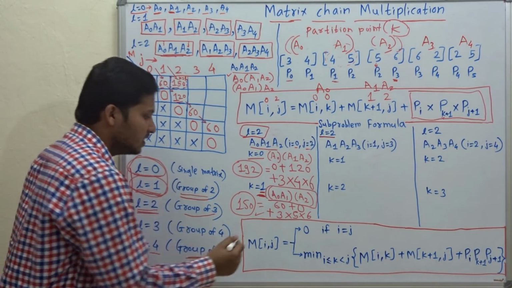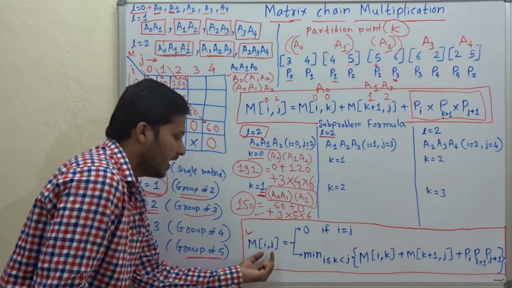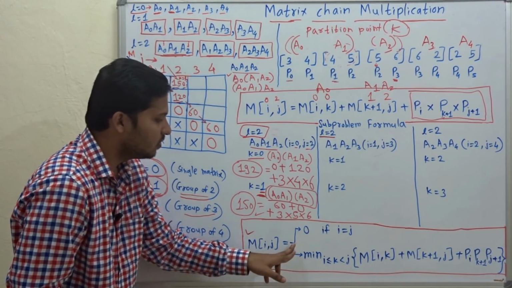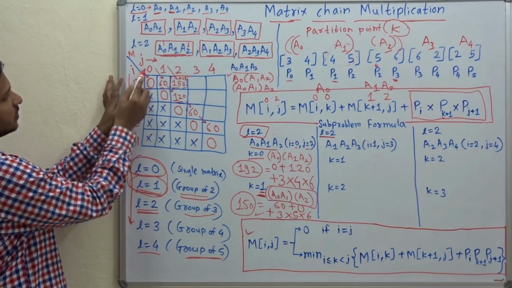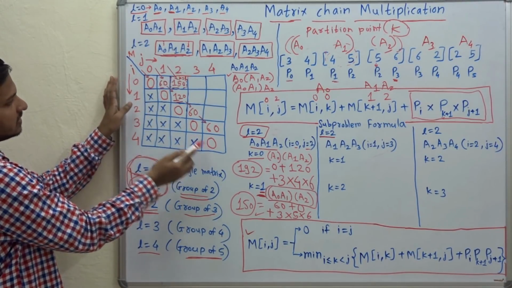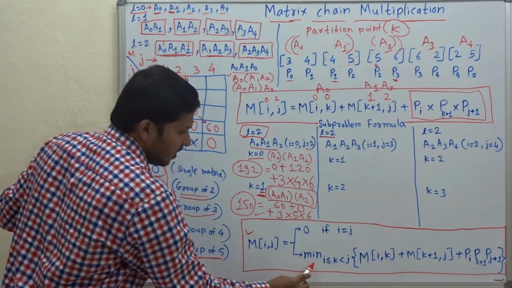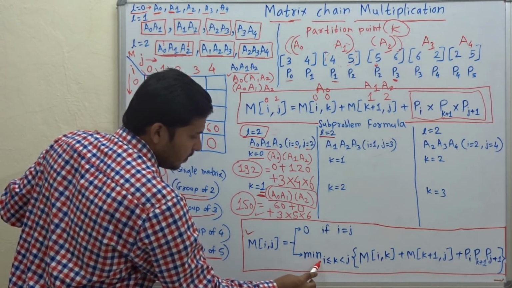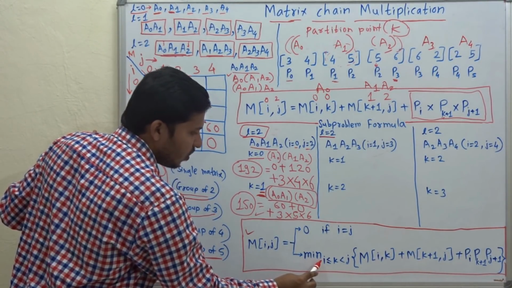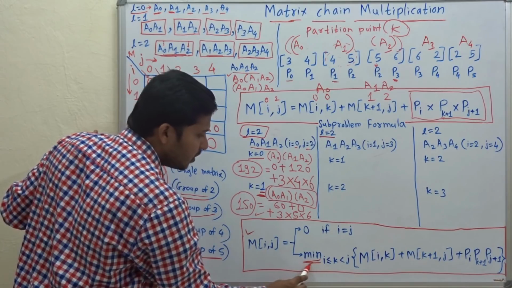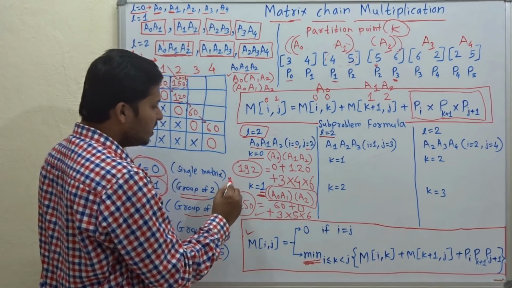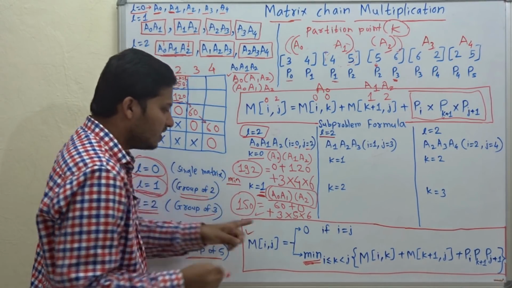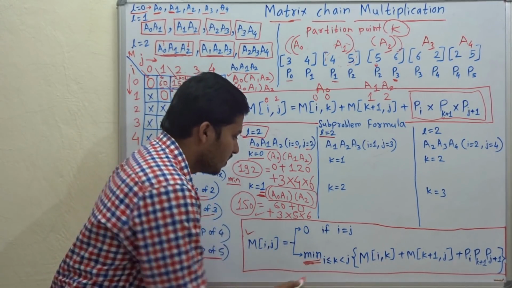Okay, and now this formula. See, m of ij is equal to 0 if i equal to j. If i is equal to j, then obviously that is 0. But if i is not equal to j, then it is the minimum of, see, here what we did, we took the minimum that is written in this formula.